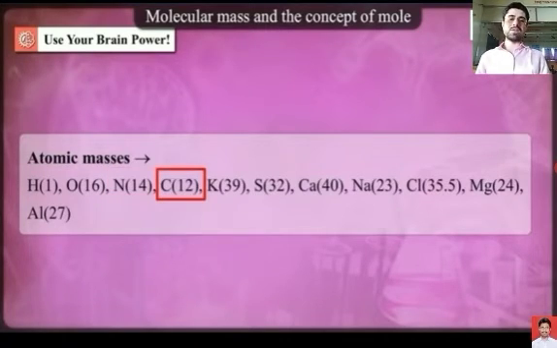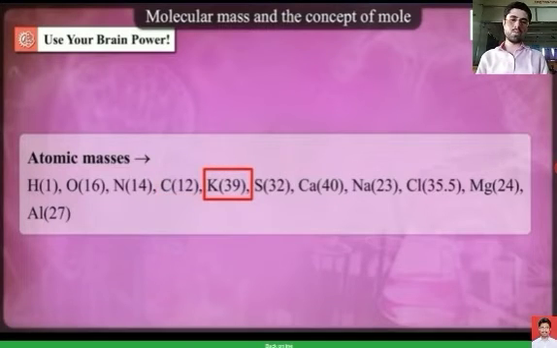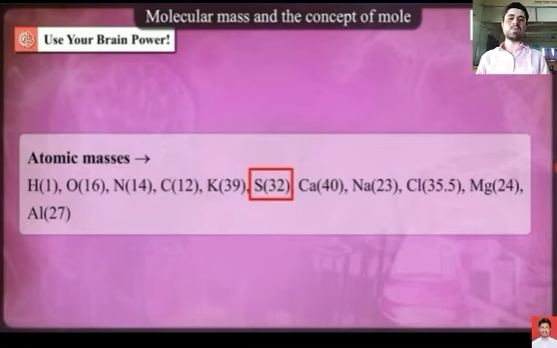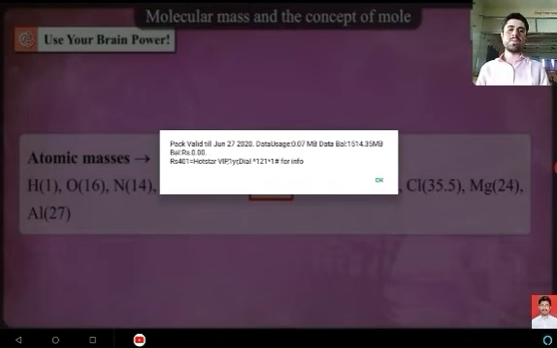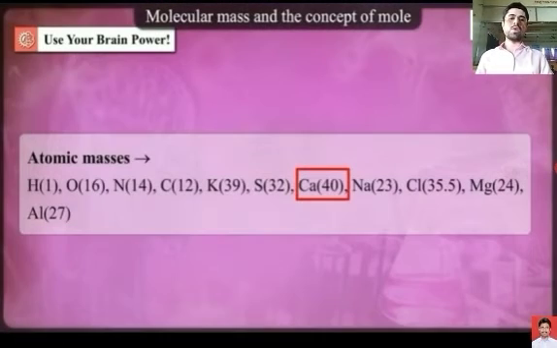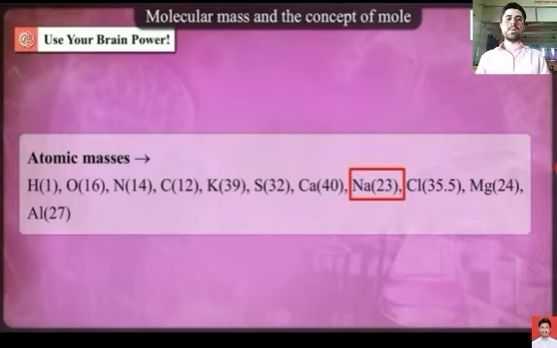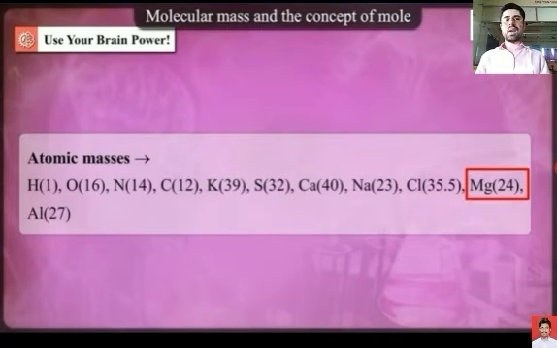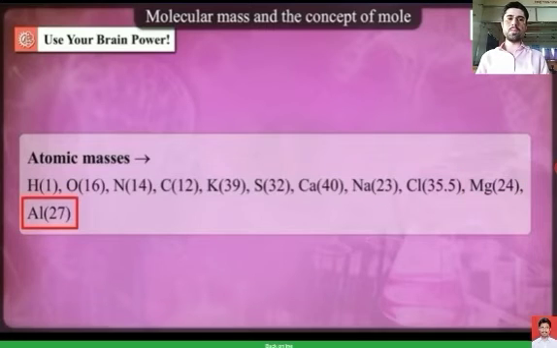Potassium has atomic mass 39. Sulfur has atomic mass 32. Calcium has atomic mass 40. Sodium has atomic mass 23. Chlorine has atomic mass 35.5, and so on. I request all of you to note down these elements along with their atomic masses in your notebook.